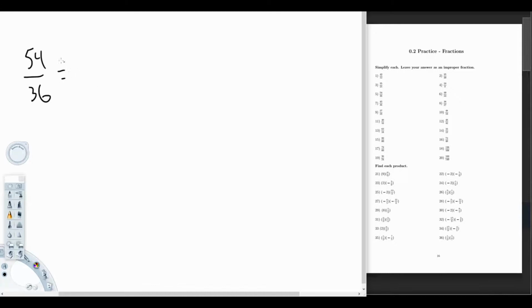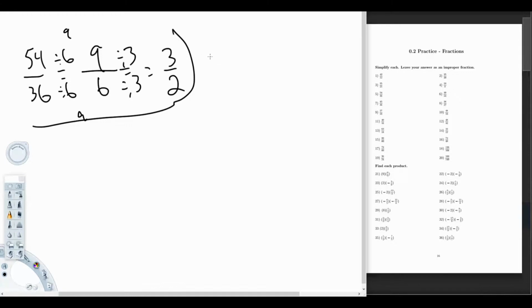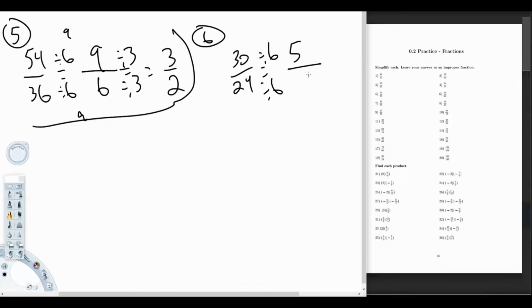All right, here. So you divide by 6, and you get 9 over 6. Wait a minute. You can divide by 3. Divide by 3 equals 3 over 2. You see what happened there? I could have divided by 9, but I didn't. I divided by 6, so therefore I had to divide by 3 after. Boom, that's done. All right, that was number 5. Let's do number 6. 30 over 24. Let's divide by 6. That's 5 over 4. Yeah, 5 over 4 is the good answer for that guy.